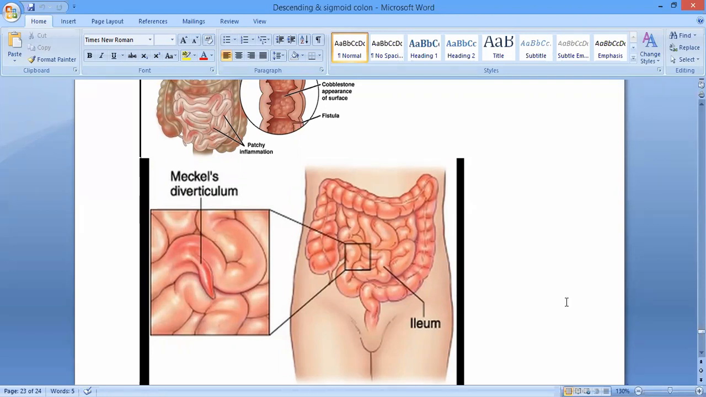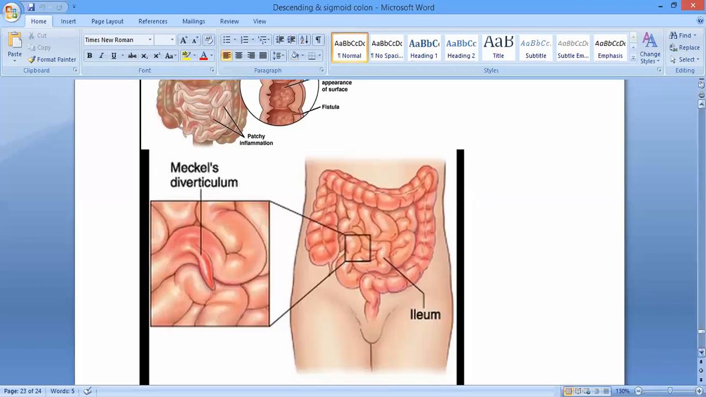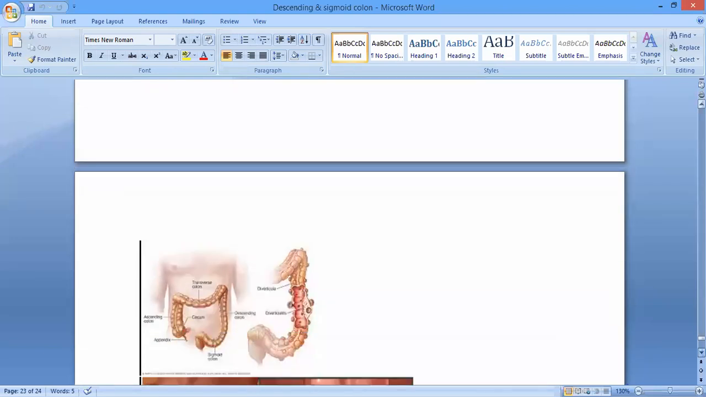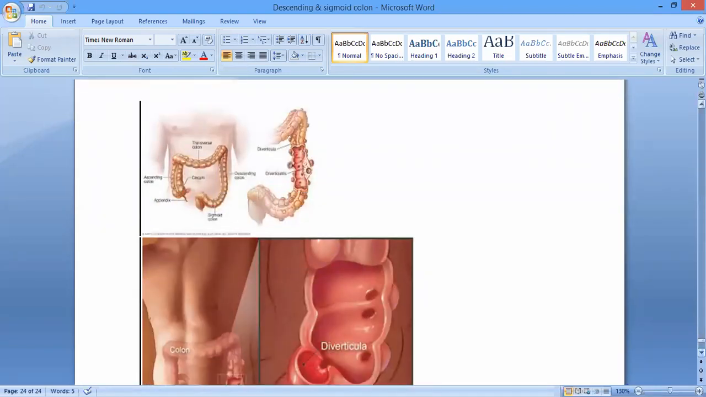Besides this, there is a condition called diverticulosis or diverticulitis. What is diverticulosis? Diverticula are small pouches formed in the wall of the intestines, commonly the large intestine. Small pouches form in the walls of the intestine; each is called a diverticulum. When there are many such small pouches, it is called diverticulosis. If there is inflammation of these pouches, that is called diverticulitis.